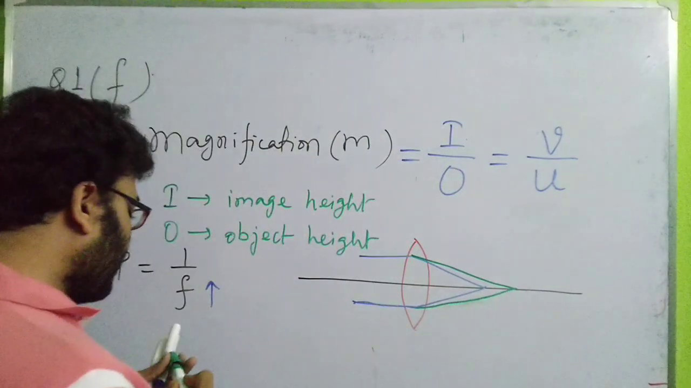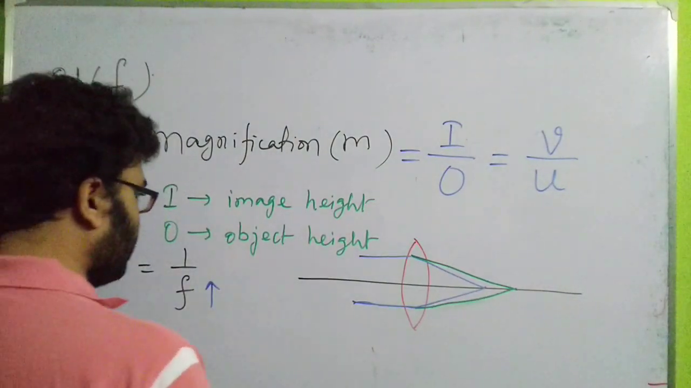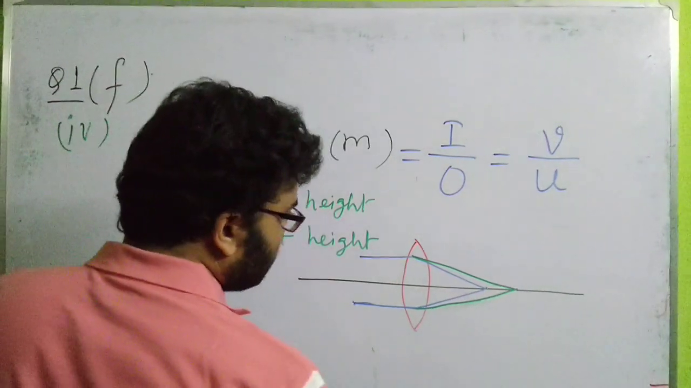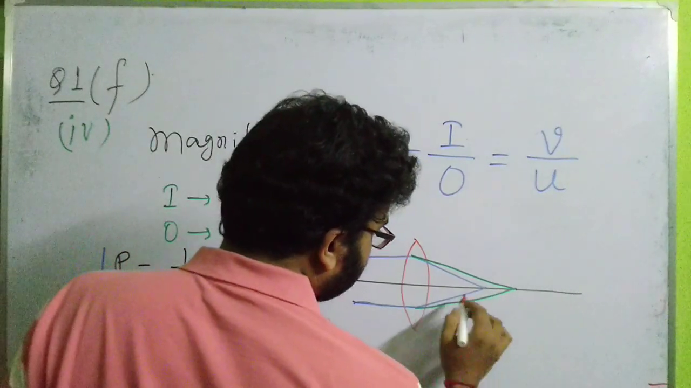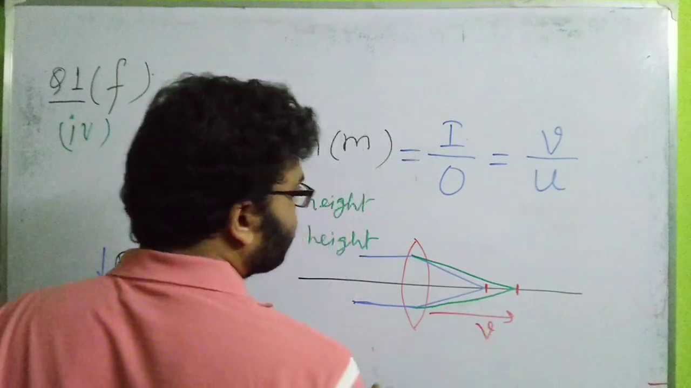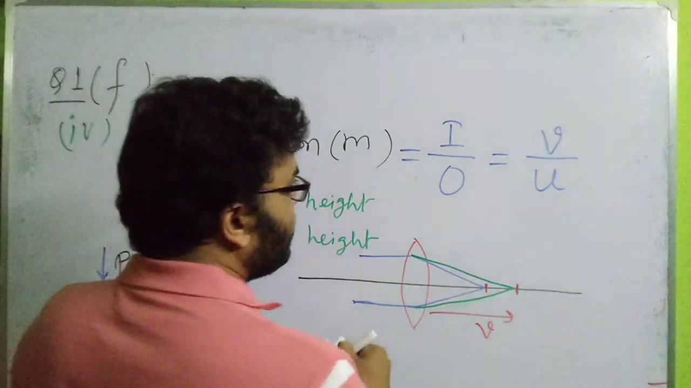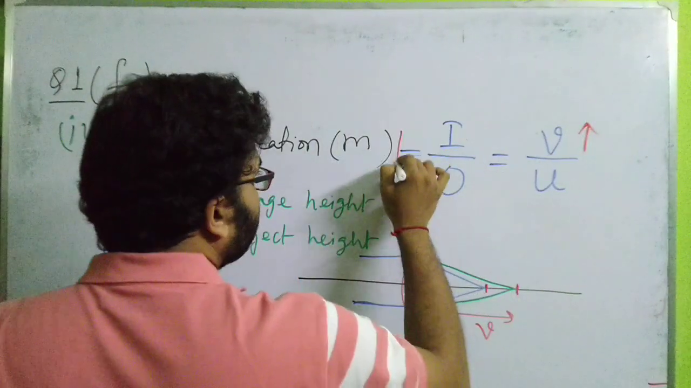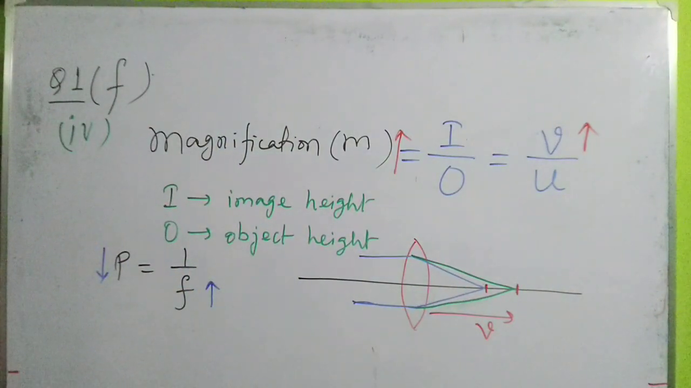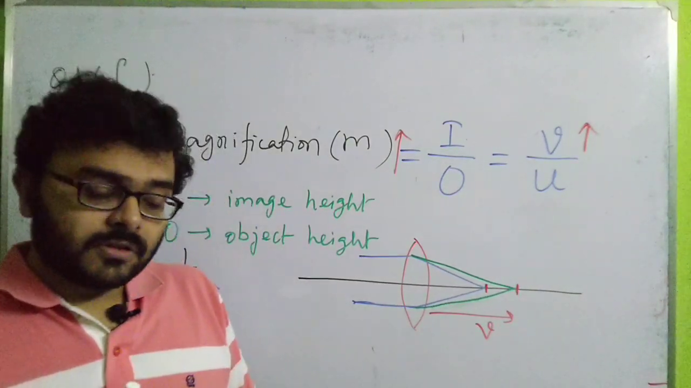Okay, so now what happens? Actually, you can see from the figure that the image distance increases. Previously the image was here, now the image forms here. So the image distance increases, V increases. Now what happens if V increases? If V increases, then obviously the magnification M increases, isn't it? If the image distance increases, the magnification M also increases, isn't it? Okay. So with this knowledge, I think you will be able to solve the question.